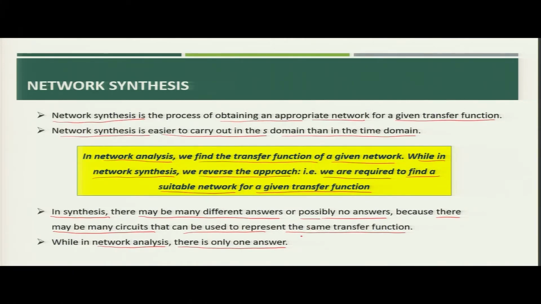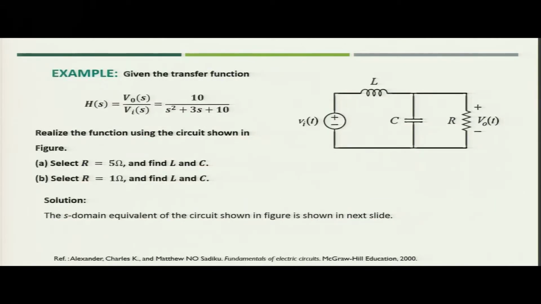So, let us understand these concepts with the help of examples, because that would make the synthesis aspect of the circuit easier to understand. Let us say one transfer function is given as V naught s upon V I s is equal to 10 upon s square plus 3s plus 10. Now, let us say that this is the circuit where L and C are present and C is in parallel with R, and the ratio V naught by V I is nothing but the ratio of the voltage across resistance R divided by the input voltage.